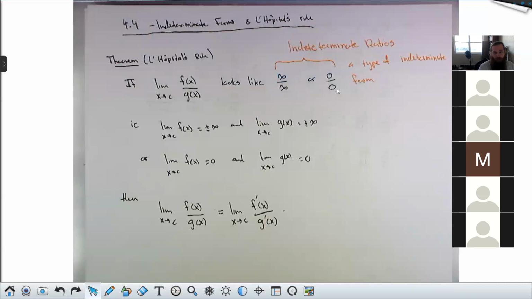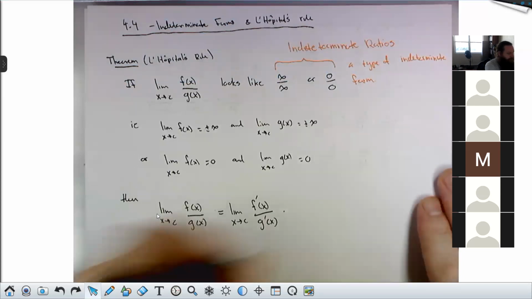These specific ones are called indeterminate ratios because they're fractions, which is a ratio. Ratio is another word for fraction, whose value you cannot tell right away. L'Hopital's rule can only be used on indeterminate ratios. Before the end of the day, I'm going to show you several other indeterminate forms and how to handle them. You have to turn them into indeterminate ratios before applying L'Hopital's rule. So, some examples.